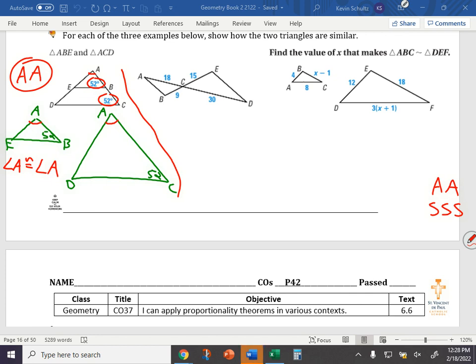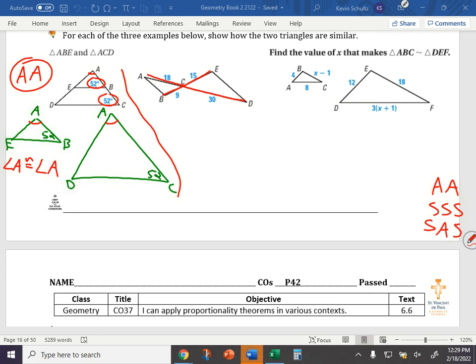Our third option is side, angle, side, which requires two sides that are proportional and the included angle congruent. So we've got information about two sides here, right? We have 18 and 9 here and 15 and 30 here. What angles in the figure would represent the included angles here?